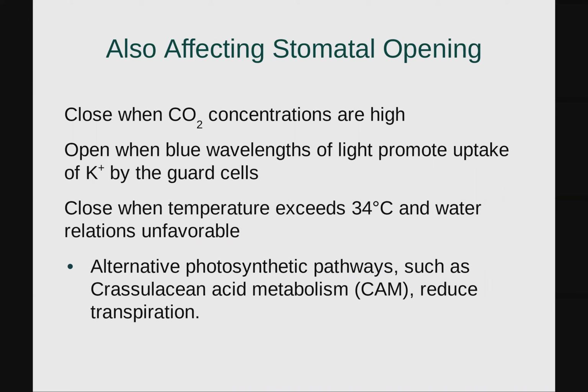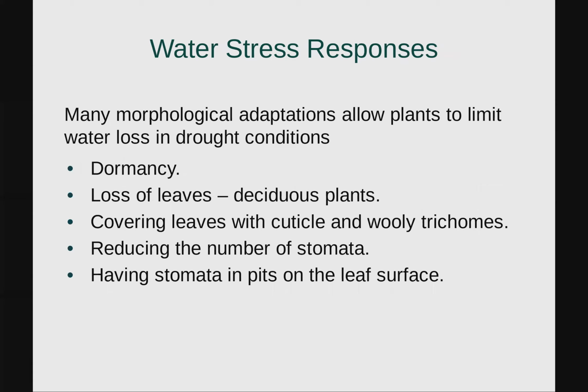Now, you might imagine, well, lots of stuff on this planet lives above 34 degrees C, right? The desert is consistently above 34 degrees C. So how do plants in the desert have stomata? Well, there are actually some alternative photosynthetic pathways, such as what we call crassulacean acid metabolism, or CAM, that help reduce transpiration. We'll talk about those soon.